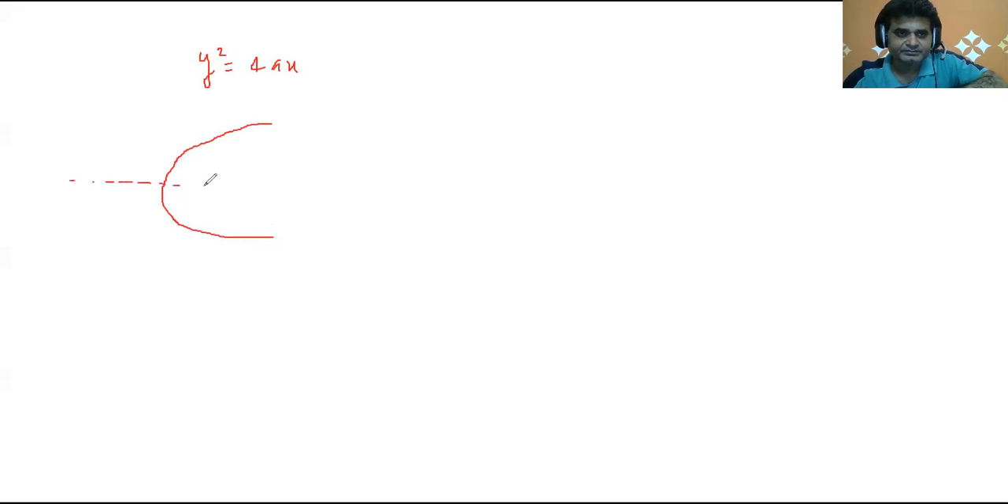Suppose we are having a point P and another point Q, and we are drawing a normal at P which is intersecting the parabola itself at Q. Say this point is a t1 square comma 2a t1, and this is a t2 square comma 2a t2. So we have to find out, this is the normal.